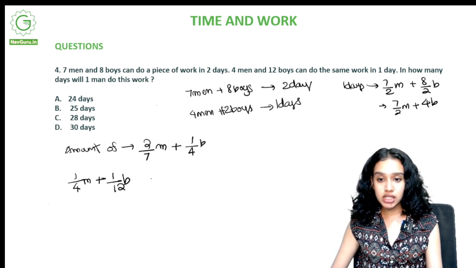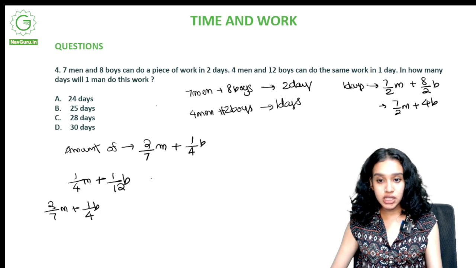So let's equate this. We get 2/7 men plus 1/4 boy is equal to 1/4 men plus 1/12 boys, right?